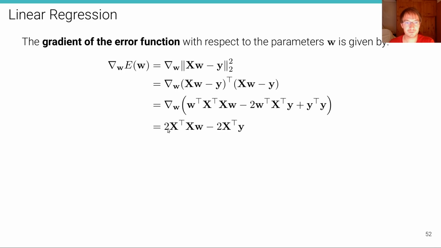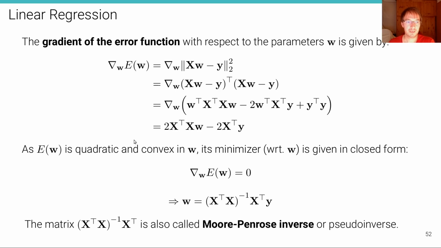So this is what the gradient of the error function, this is the error function here, with respect to w looks like. As this error function here is quadratic and convex in w, its minimizer with respect to w is given in closed form. This is simply a parabola, in other words.